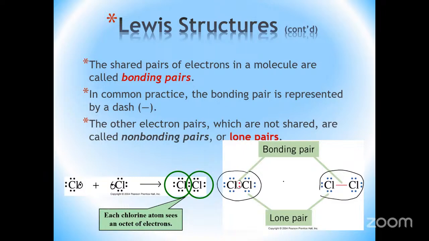Another way of representing this structure, which is my personal preference, is this right here. This line represents a shared pair of electrons, and these lines represent lone pairs of electrons. So feel free to use any one of these in drawing your Lewis structure. It doesn't matter to me. My personal preference is this one right here. I just find this easier to write down.